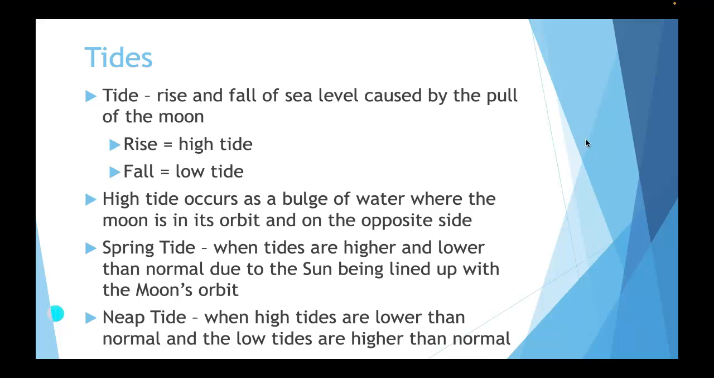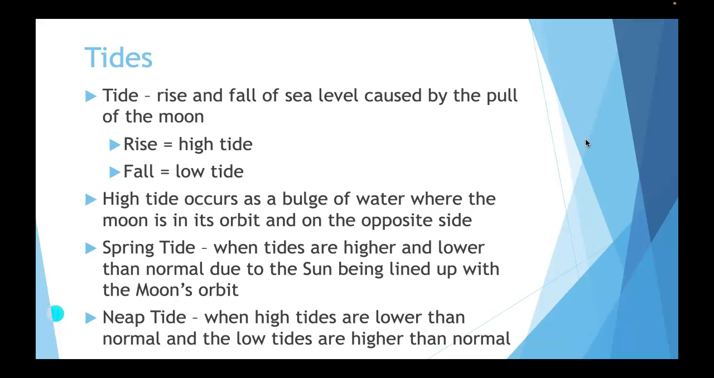So a tide is the rise and fall of sea level that's caused by the pull of the moon. When that sea level rises, that's a high tide, and when it falls, it's a low tide. High tide occurs as a bulge of water where the moon is in its orbit and on the opposite side, and we'll look at this in an illustration in just a moment.